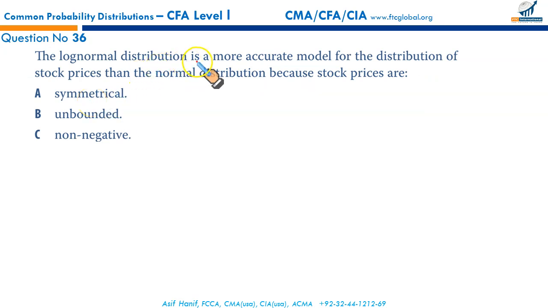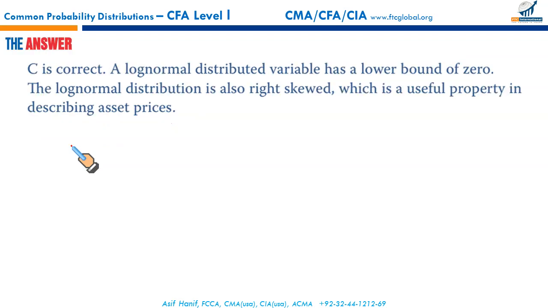The log normal distribution is more accurate model for the distribution of stock prices than the normal distribution because stock prices are non-negative. Prices are either 0 or they have some number, so they are non-negative. So that makes C to be the correct option.